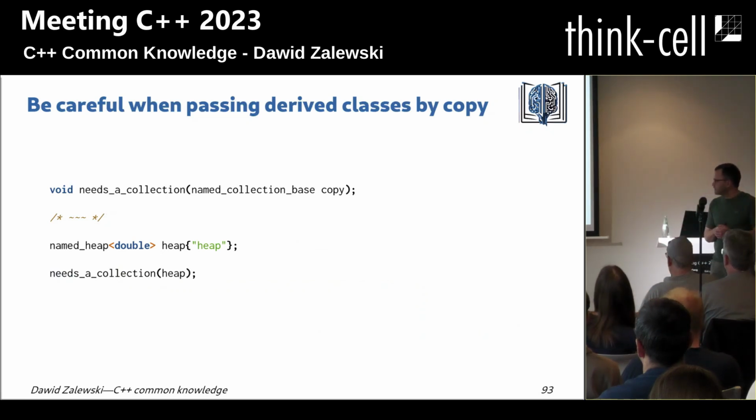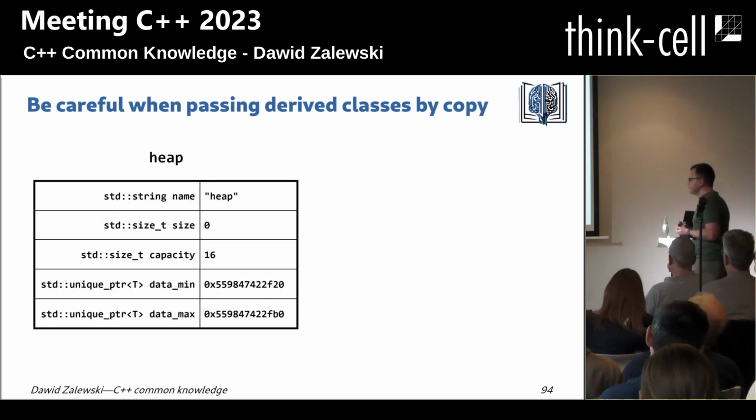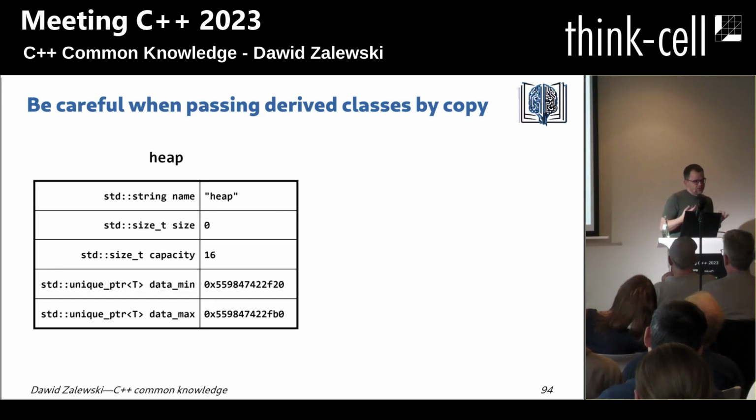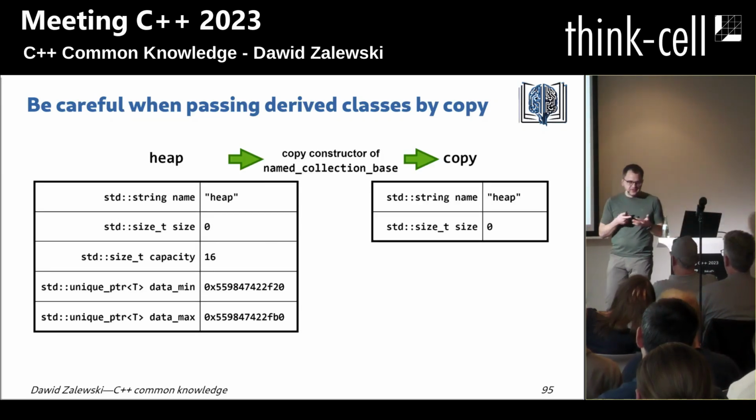So when you just have a function that takes, like in this case, a named collection base by copy, you can already see that there is a copy being made. It's clear. The consequences are always the same, right? Basically, we are doing what's called object slicing, which means that we are not copying the whole object, but only a part of it. In this case, we are copying the name and the size, and that's all.